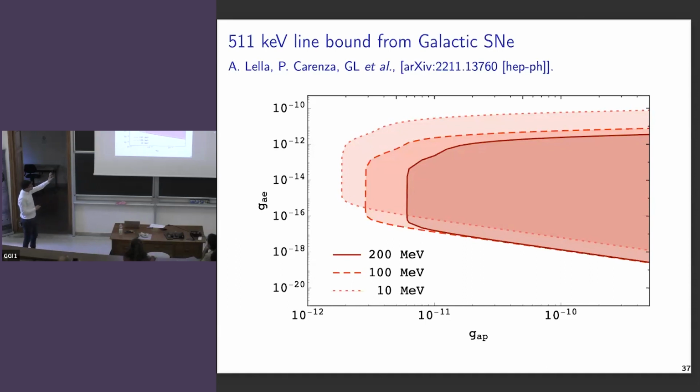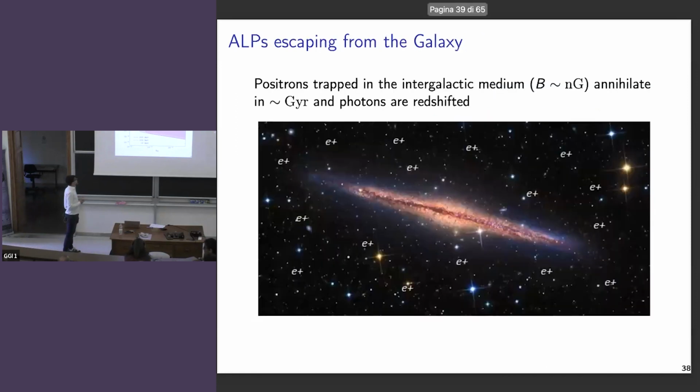Finally, I would like just to comment that the shape of the bound is almost independent of the mass, and what happens is that when we consider larger values of the mass, the bound is shifted towards lower coupling, due to the dependence of the ALP decay length on the axion mass.